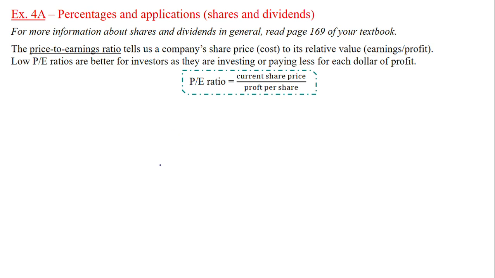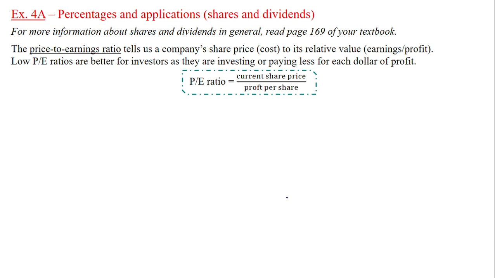When we're looking at shares and dividends, we have what's called a price to earnings ratio. That ratio tells us the company's share price, the cost to you, how much you would pay to purchase shares in that company, versus its relative value, which is your earnings or profit. In general, low price to earnings ratios or PE ratios are better for you as the investor because it means that you are paying less for each dollar of profit. It means that there is a lot less risk associated with purchasing those particular shares because you are more than guaranteed to be earning some amount of profit.